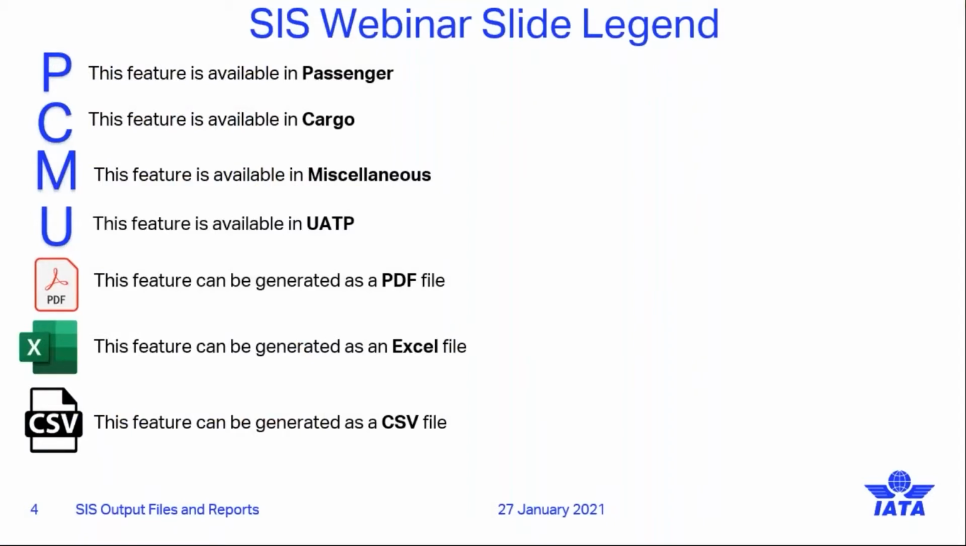Introducing a new format we'll be using in this webinar and in webinars going forward. We'll be displaying these symbols on the right side of the slides, clarifying the billing category and the file format that the service is available on. So here we can see passenger, cargo, miscellaneous, UATP, PDF, Excel, and CSV. So keep an eye on this throughout the webinar. As we begin, I'm going to pass it to my colleague Nina to start.